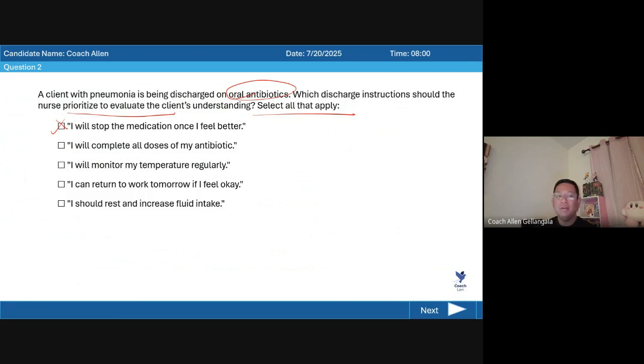I will complete all my doses of antibiotics. The exact opposite of the first choice. Yes, that is included. That is an effective learning for your patient. I will monitor my temperature regularly. Do we need to still be aware of our temperature when we are taking antibiotics?